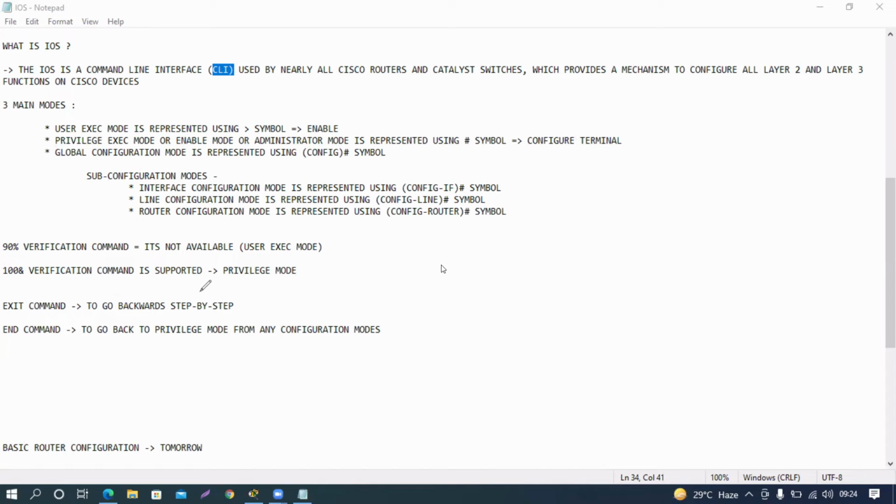This is the only exception we have when it comes to moving from one mode to another mode, skipping another mode. This end command is acceptable only for privilege mode. From any configuration or sub-configuration modes, if you want to go directly to your privilege mode, then this command takes you to that mode.